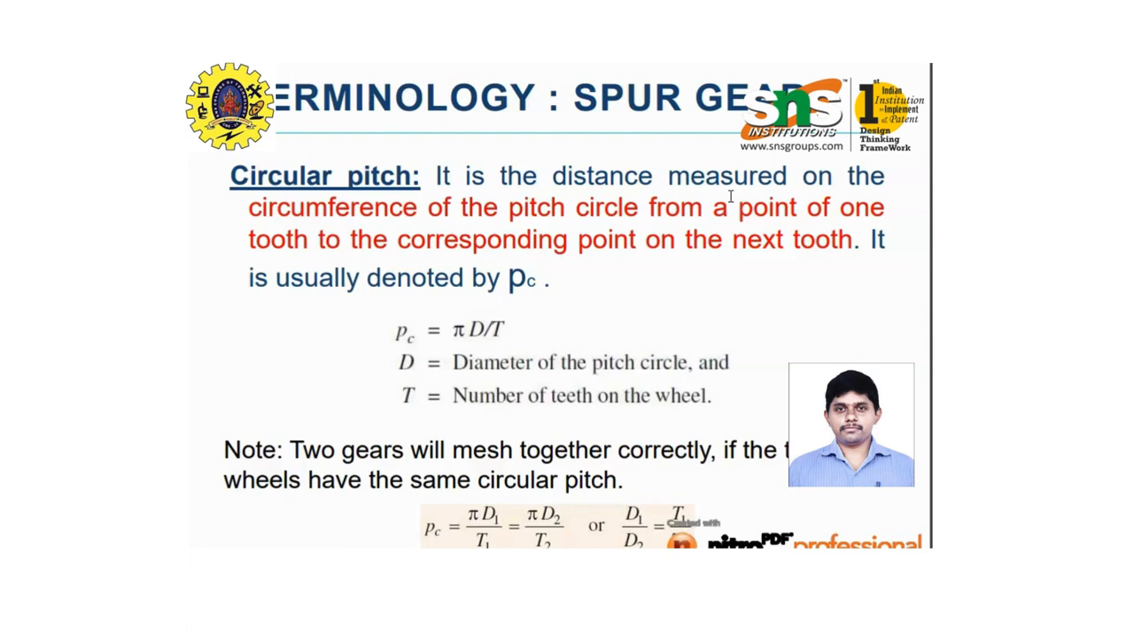The second one is called internal gears, and the third one is called rack and pinion. Here, in both cases, pi has been cancelled, so we only have a dependency: D1 by D2 is equal to T1 by T2. The rack means it is a straight bar. Okay.